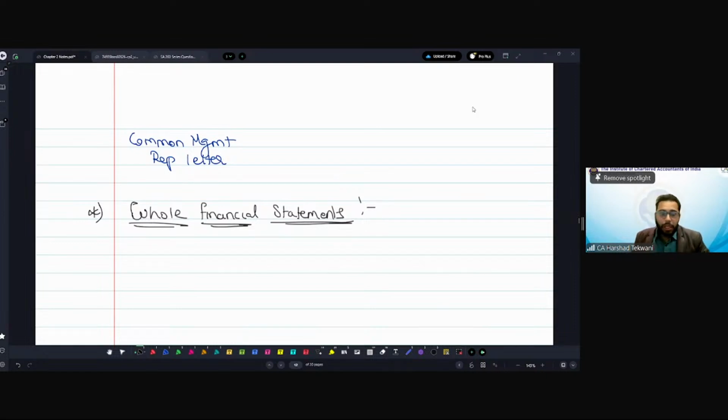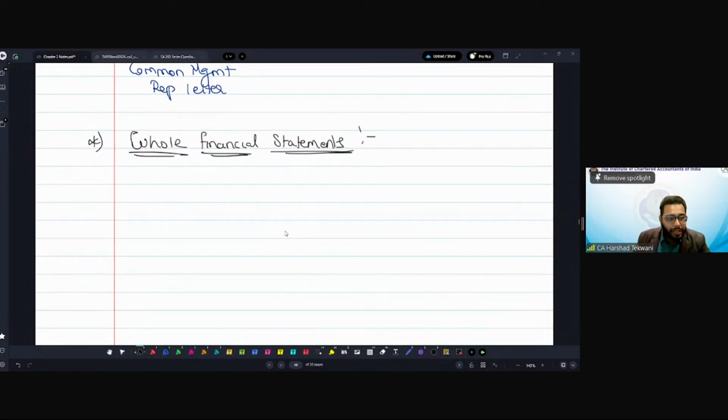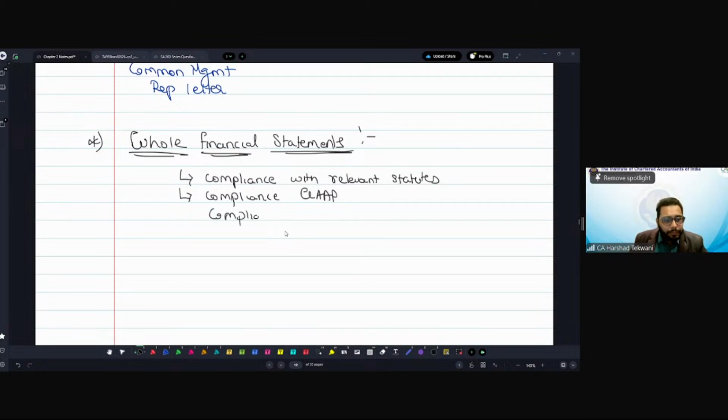So Mr. A is responsible only for the revenue or Mr. B is responsible for the expense. They never write that in the audit report. So when it comes to compliance with relevant laws and regulations, compliance with relevant statute, or when it comes to compliance with your GAAP, it may be Ind AS, it may be accounting standards, or compliance with your applicable financial reporting framework.